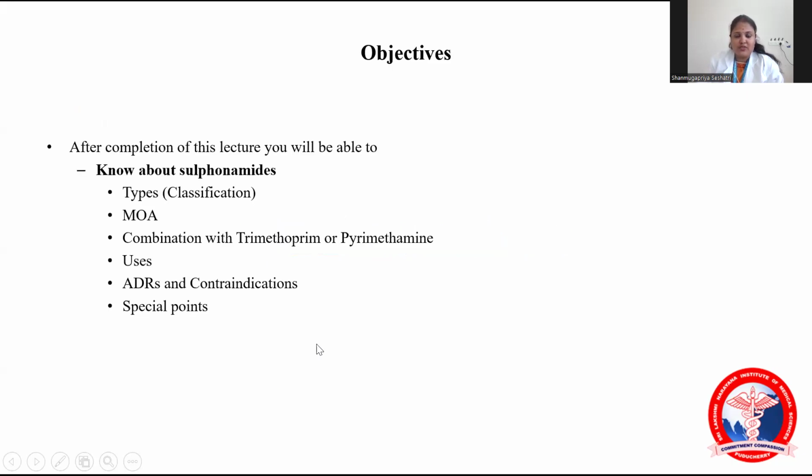Coming to the objectives. At the end of the lecture, you will be able to understand what the drugs available in sulfonamides are, what the mechanism of action of sulfonamides is, what the role of combination therapy in sulfonamides with trimethoprim and pyrimethamine is, what the therapeutic uses of sulfonamides are, what the adverse effects and contraindications of sulfonamides are, drug interactions, and the special conditions where sulfonamides are used.